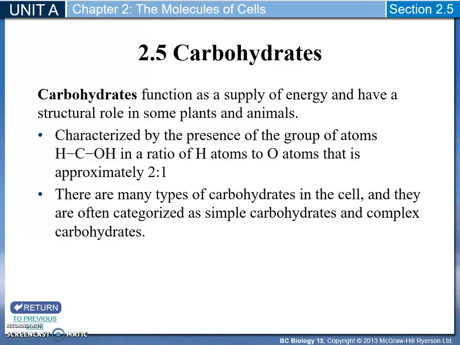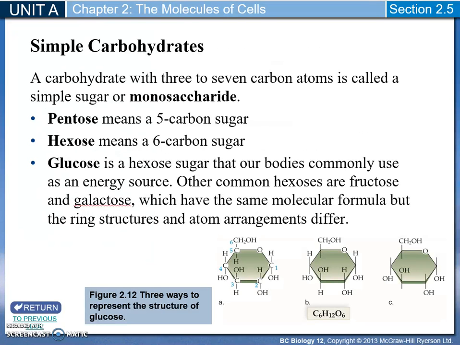So there are many types of carbohydrates in the cell, and they're often categorized as either simple carbohydrates and complex carbohydrates, and we will explain the difference between those in just a minute. So simple carbohydrates then, it's a carbohydrate with 3 to 7 carbon atoms, and it's called a simple sugar or a monosaccharide. A pentose is a monosaccharide with 5 carbons in it.